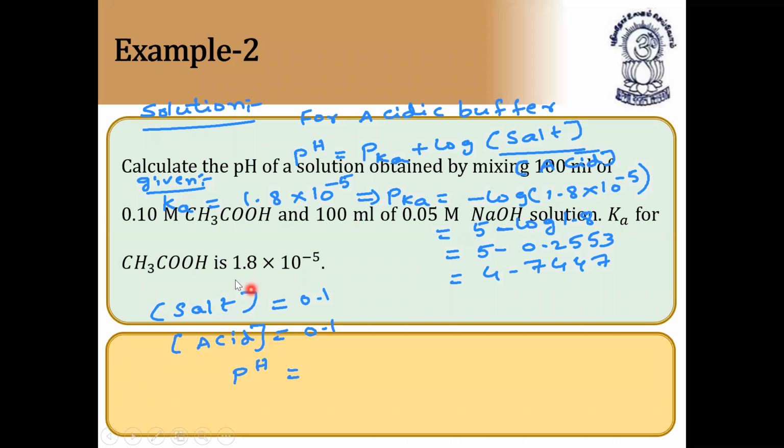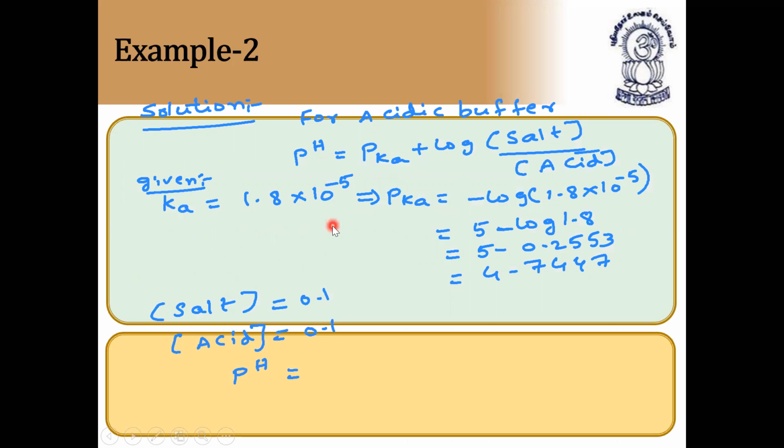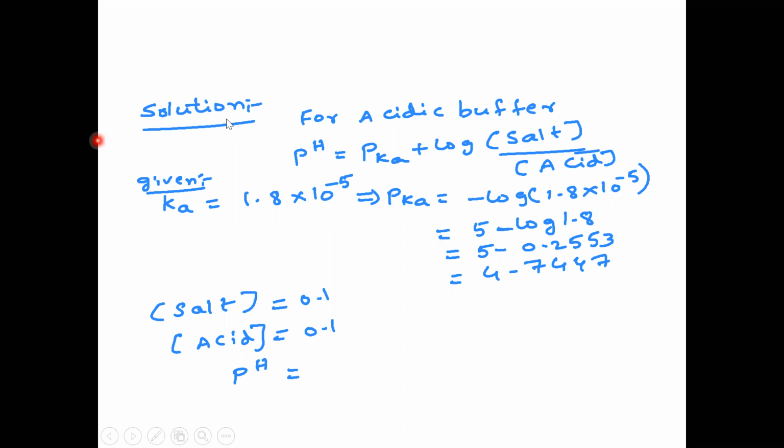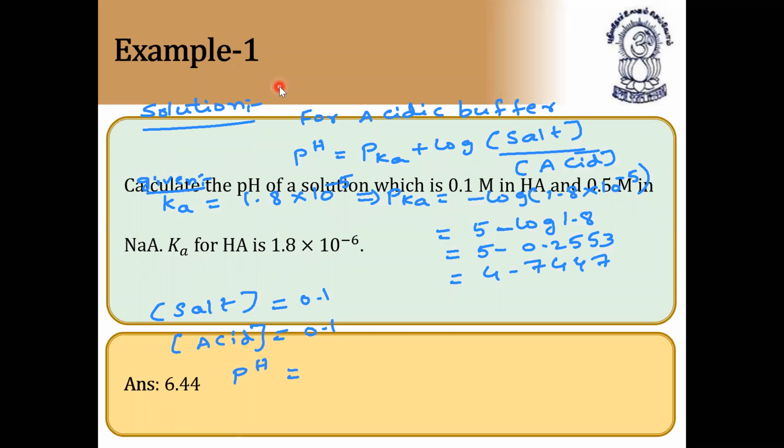Yes. So it is 0.1 molarity CH3COOH, and they have given 100 ml of each. So this is example 2. Let us see example 1. Calculate the pH of the solution with 0.1 molarity and 0.5 molarity. So now we are going to discuss 0.1 molarity and 0.5 molarity. So the concentration of acid is 0.1 and the salt is 0.5.